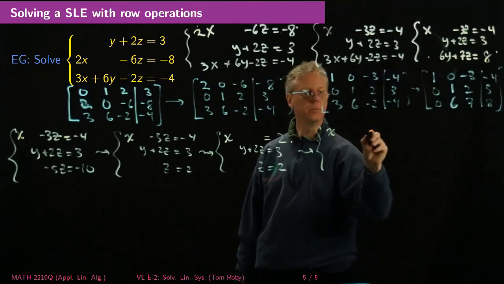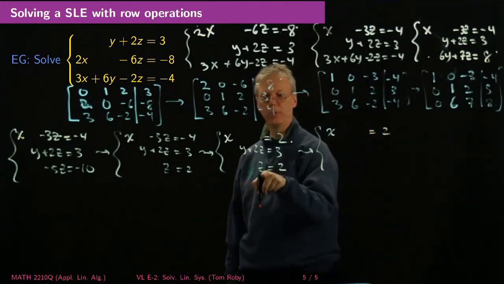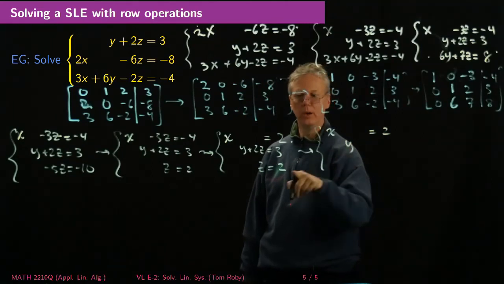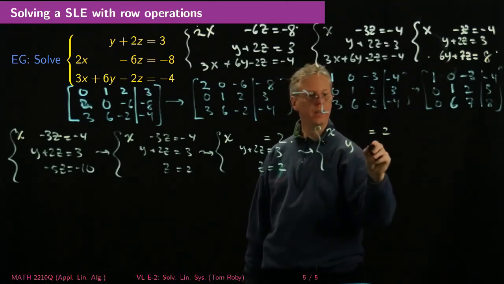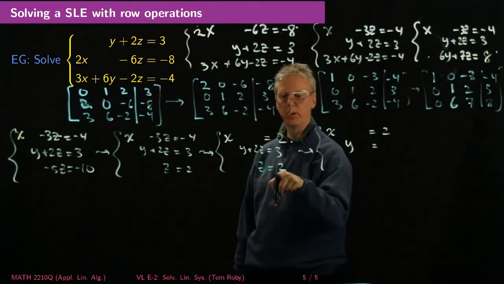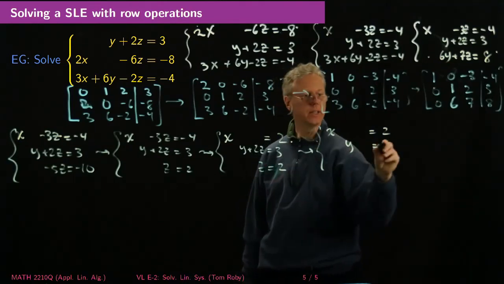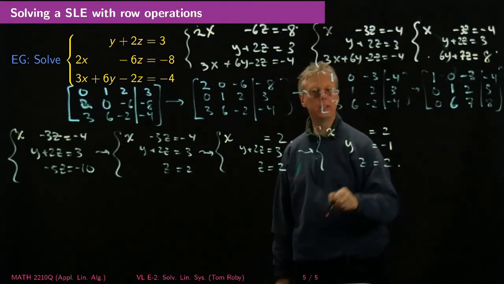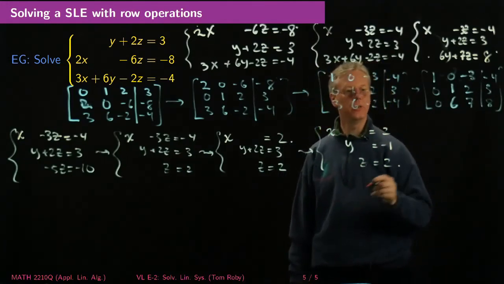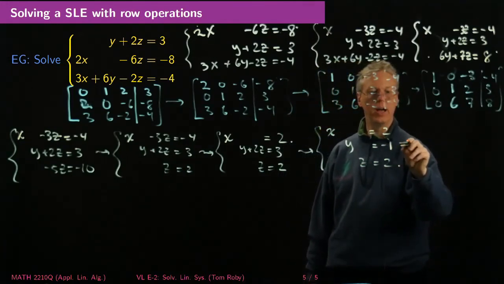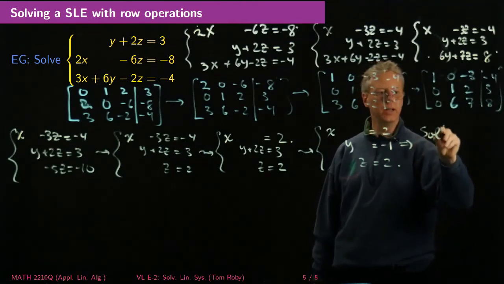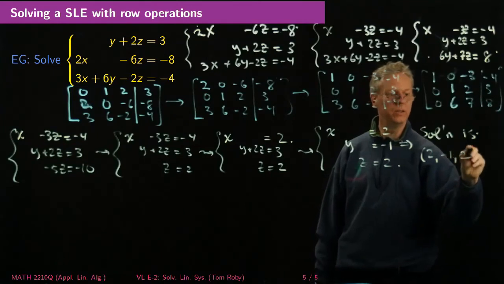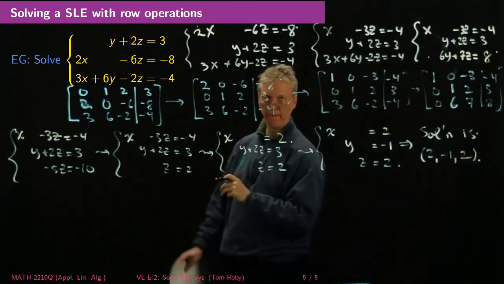So x equals 2. Now I multiply by negative 2 and add to this. I get y plus no z, multiply by negative 2 and add. I guess I get negative 1, and then z equals 2. And so now I've got my solution, right? Everything's lined up on a triangle like that. So that implies that my solution is 2, negative 1, 2. Okay.